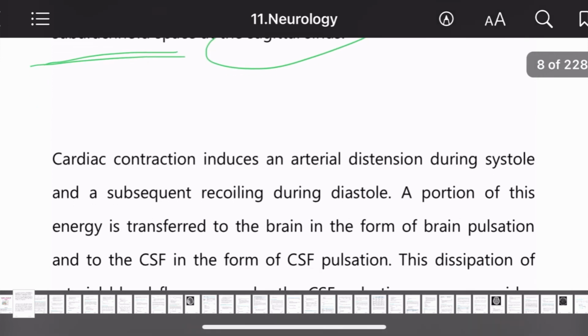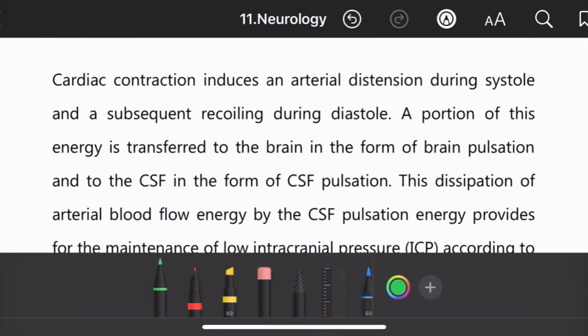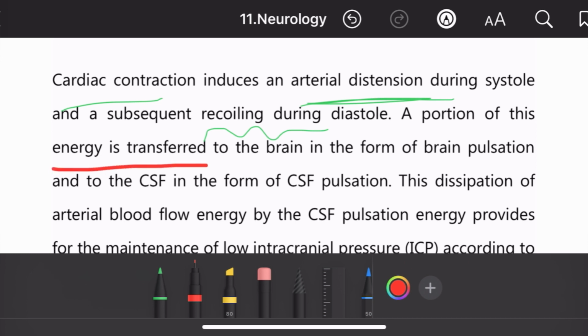Now the cardiac contraction includes an arterial distension. As we know, cardiac contractions can cause arterial distension during the systole and subsequently recoiling during diastole. As a part of this, there is some energy which is formed. Some energy is transferred to the brain in the form of brain pulsations. So this is called brain pulsations.